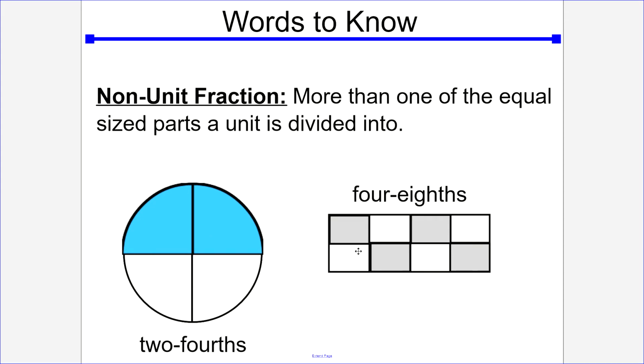This is also a non-unit fraction. This unit is divided into 8 equal parts, so we know the unit fraction is 1/8. Each part is 1/8 of the whole, but we can see that 1, 2, 3, 4 of those equal-sized parts are covered or selected. That tells us that this fraction would be 4/8 because there are 8 total pieces and 4 of those 1/8 pieces are selected. Non-unit fractions are more than one of the equal-sized parts that a unit is divided into.